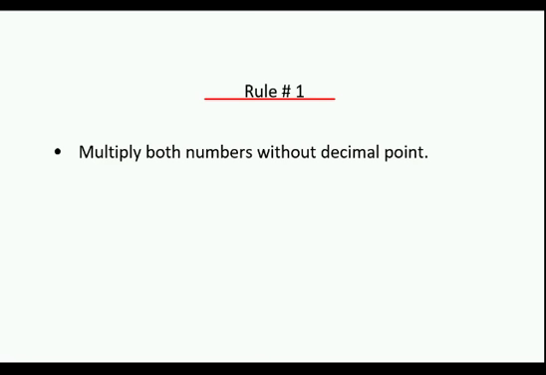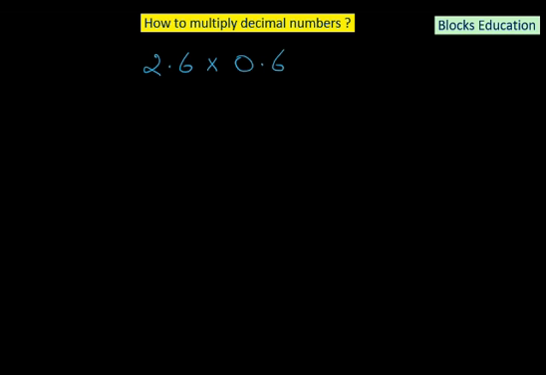Rule number 1: multiply both numbers without the decimal point. Let's apply this rule. It means that we have to multiply 2.6, and you know that we are not allowed to use that decimal anymore. It means that we are only going to multiply 26 into 6. Same way, we are not using the decimal part of both numbers.